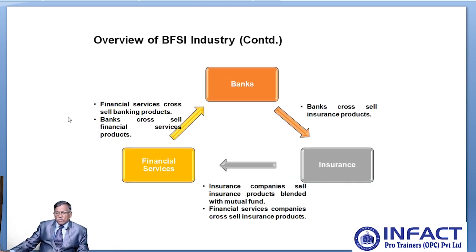Let us see how the banks, insurance and financial services are interacting with each other. Banks cross-sell insurance products. Insurance companies sell insurance products blended with mutual funds. Financial services companies cross-sell insurance products. Again, financial services cross-sell banking products also. Now the banks cross-sell financial services products also. So all these three segments, basically banks, insurance and financial services, are all interlinked.